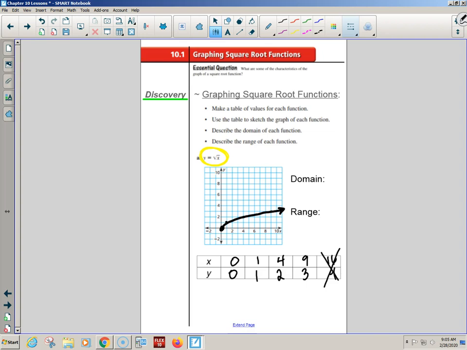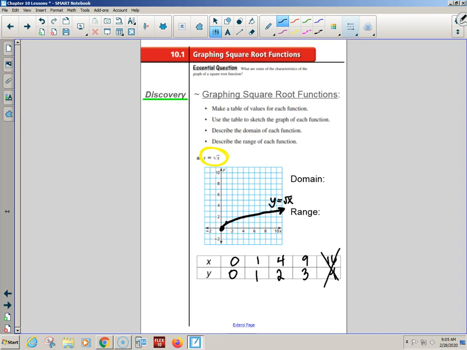However, does anybody see how this kind of looks like a parabola, or at least half of one? Don't do this. Pencils down. I don't want you to mess up your graphs, but I do want you to see something. This is the graph of y equals square root of x. The guy right up here.